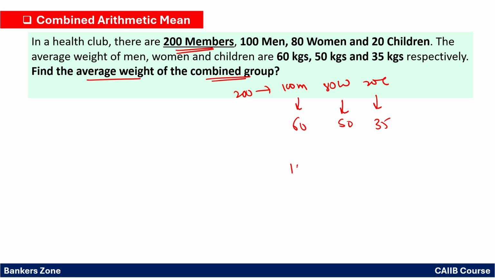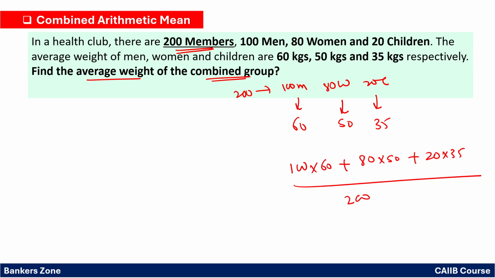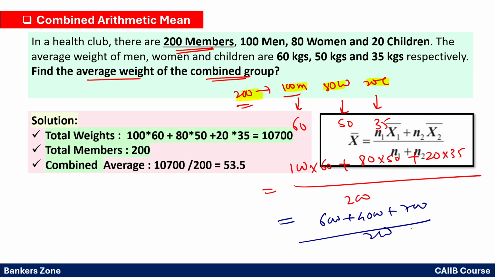Now see, 100 men, per man it is 60, plus 80 women, per woman it is 50, plus 20 children, per child it is 35, and divide it by 200, right? Because the total is 200: 100 plus 80 plus 20. So simply solve, you will get 6000 plus 4000 plus 700, divided by 200. So you will get the answer as 53.5. You can use a simple calculator also. This is nothing but the combined average.